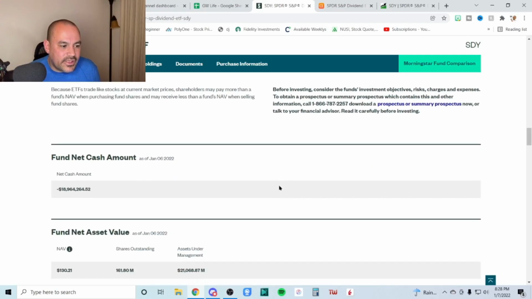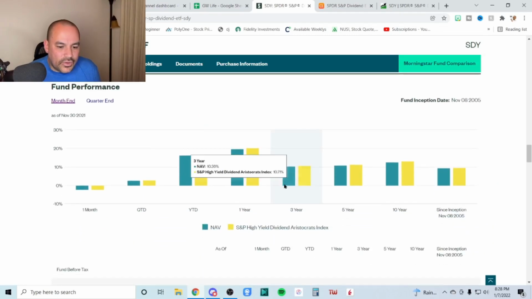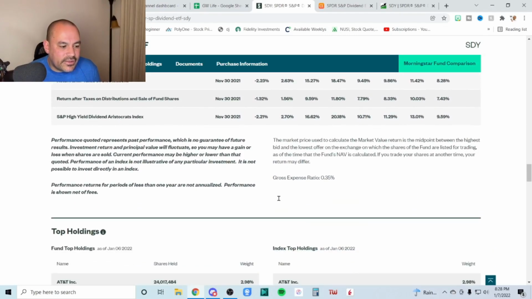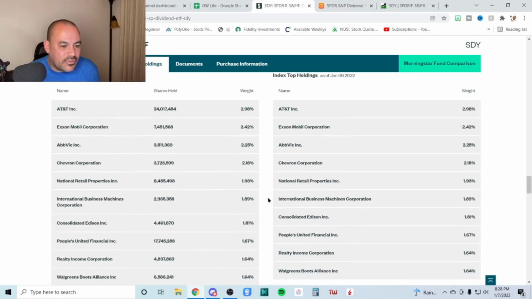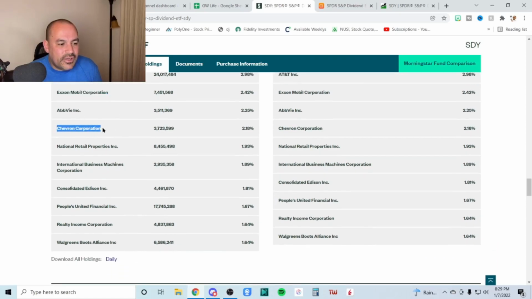So we'll look down here and take a look at its holdings. We'll look at performance on another screen. The top 10 holdings are all going to be familiar names, kind of old classic companies. Some of them you probably never heard of, but AT&T is the number one position. It'd be interesting to see what happens when AT&T finally cuts the dividend, and what replaces it, or if it's replaced at all. ExxonMobil number two, AbbVie number three, Chevron number four, Triple Net, which is a REIT, number five.